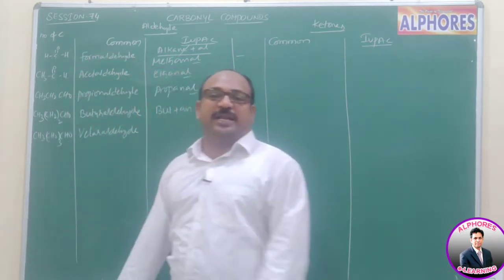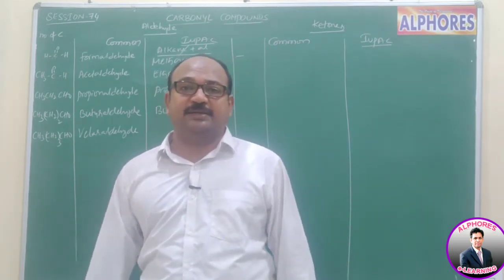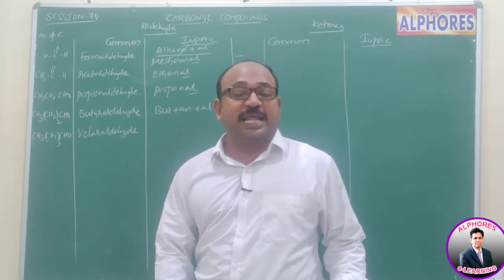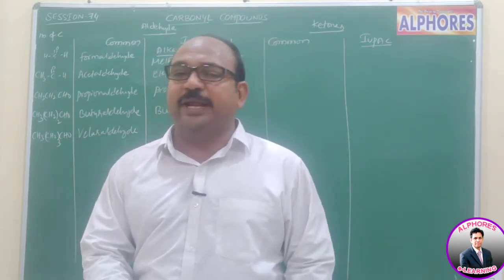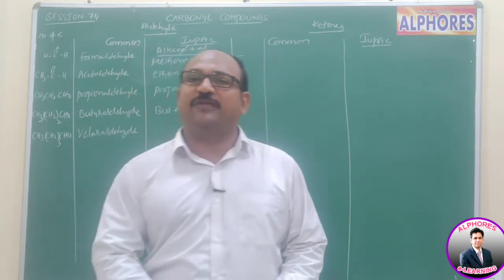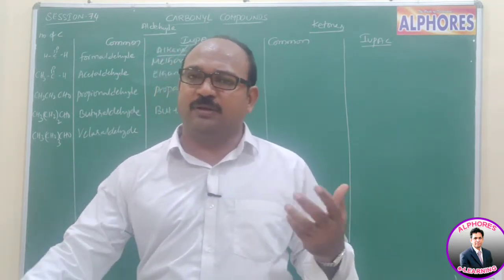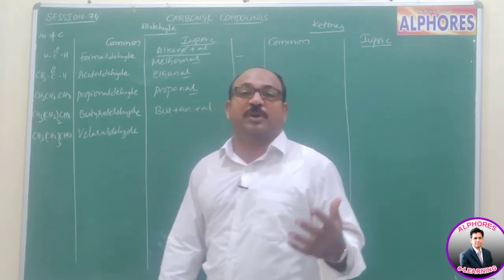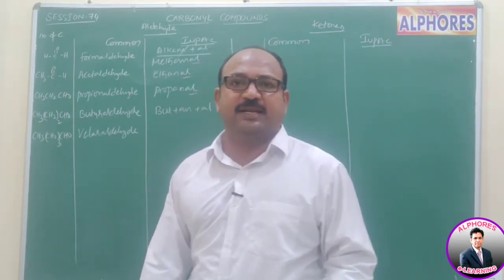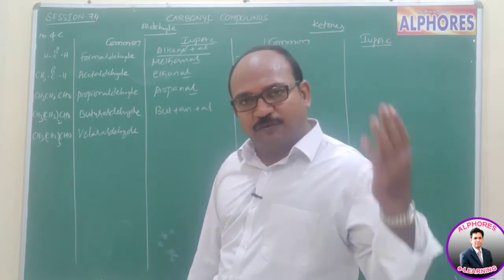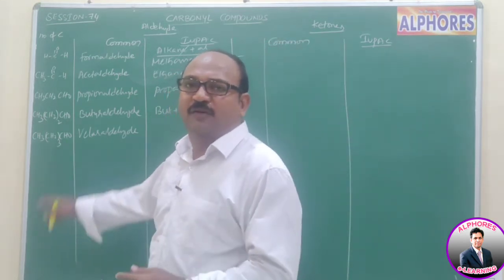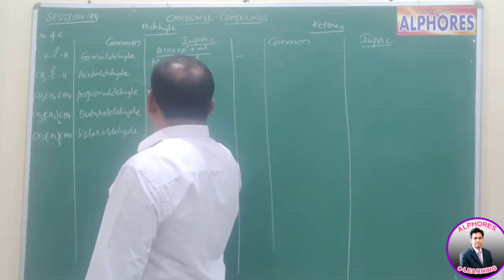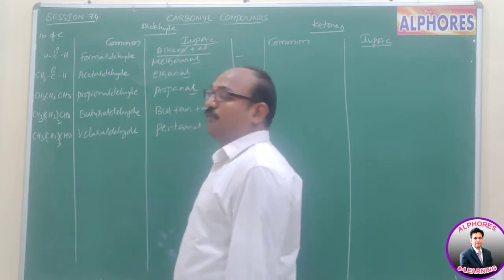The 5 carbon containing acid name is valeric acid, because that acid is obtained in the roots of the valerian plant. That valerian plant grows in sea coast areas, and from the valerian plant roots you are getting that acid, hence it is called valeric acid, and from valeric acid upon reduction we are getting valeraldehyde. And this one is pent plus ane plus al, pentanal, 5 carbon.